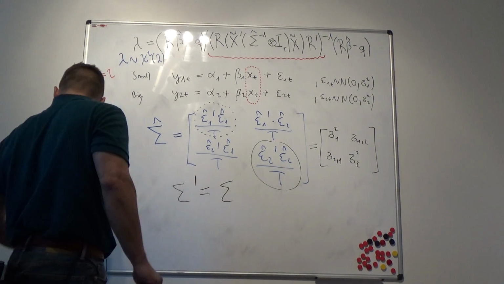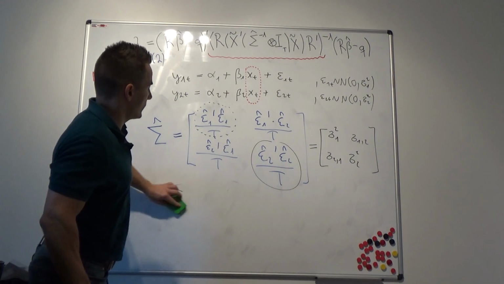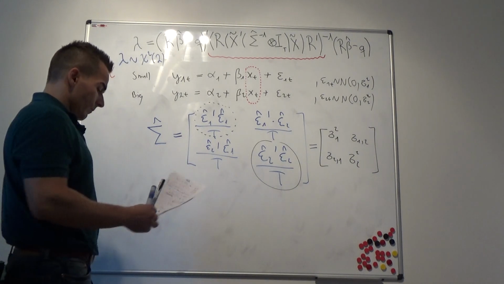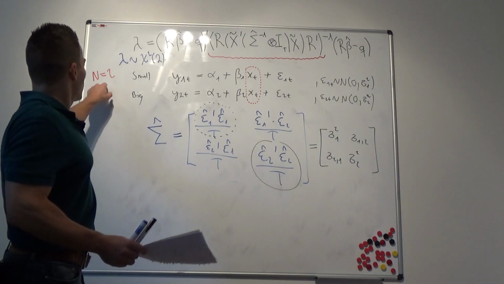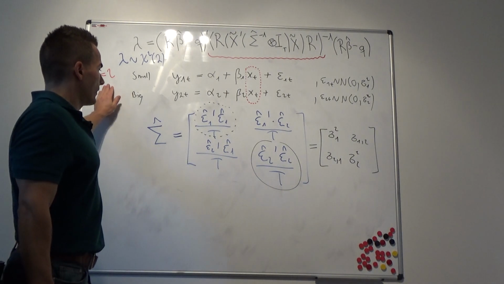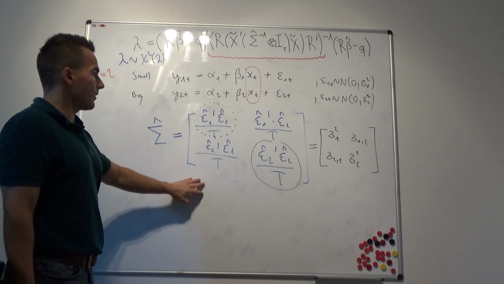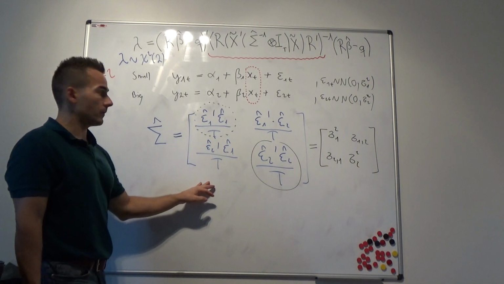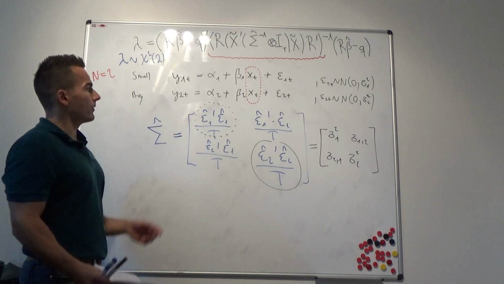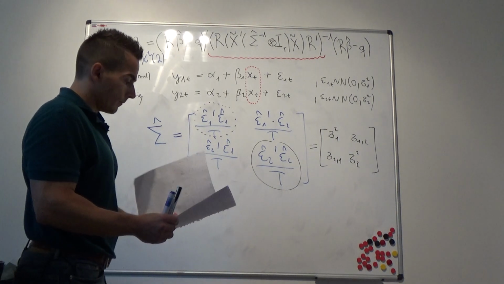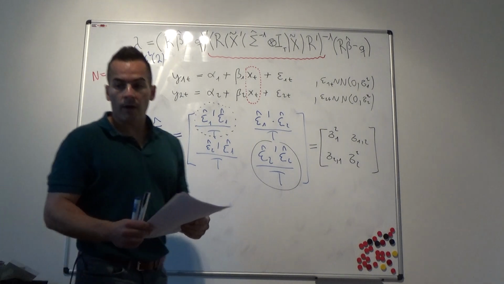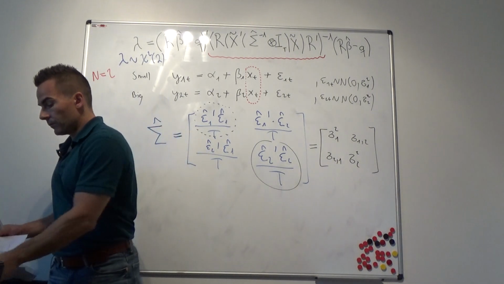Just a small comment here. If we have capital N equal to 30, then obviously this matrix would be a 30 by 30 matrix. It depends, of course, on the dimension, on how many assets or variables you use.